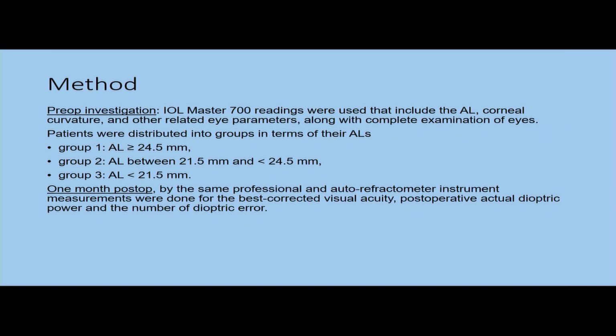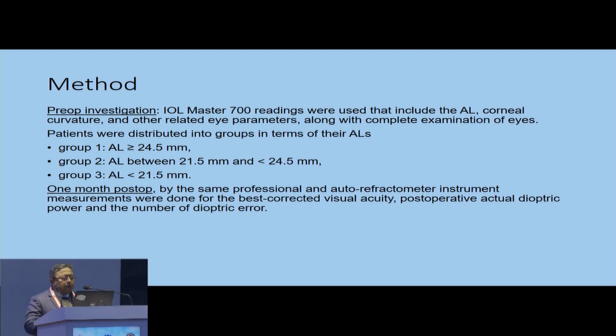Group 1 is axial length more than 24.5. Group 2 is between 21.5 and 24.5, and group 3 is less than 21.5. One month post-operative results by the same professional and the same autorefractor instruments were done for the best corrected visual acuity, post-operative actual dioptric power, and the dioptric error.